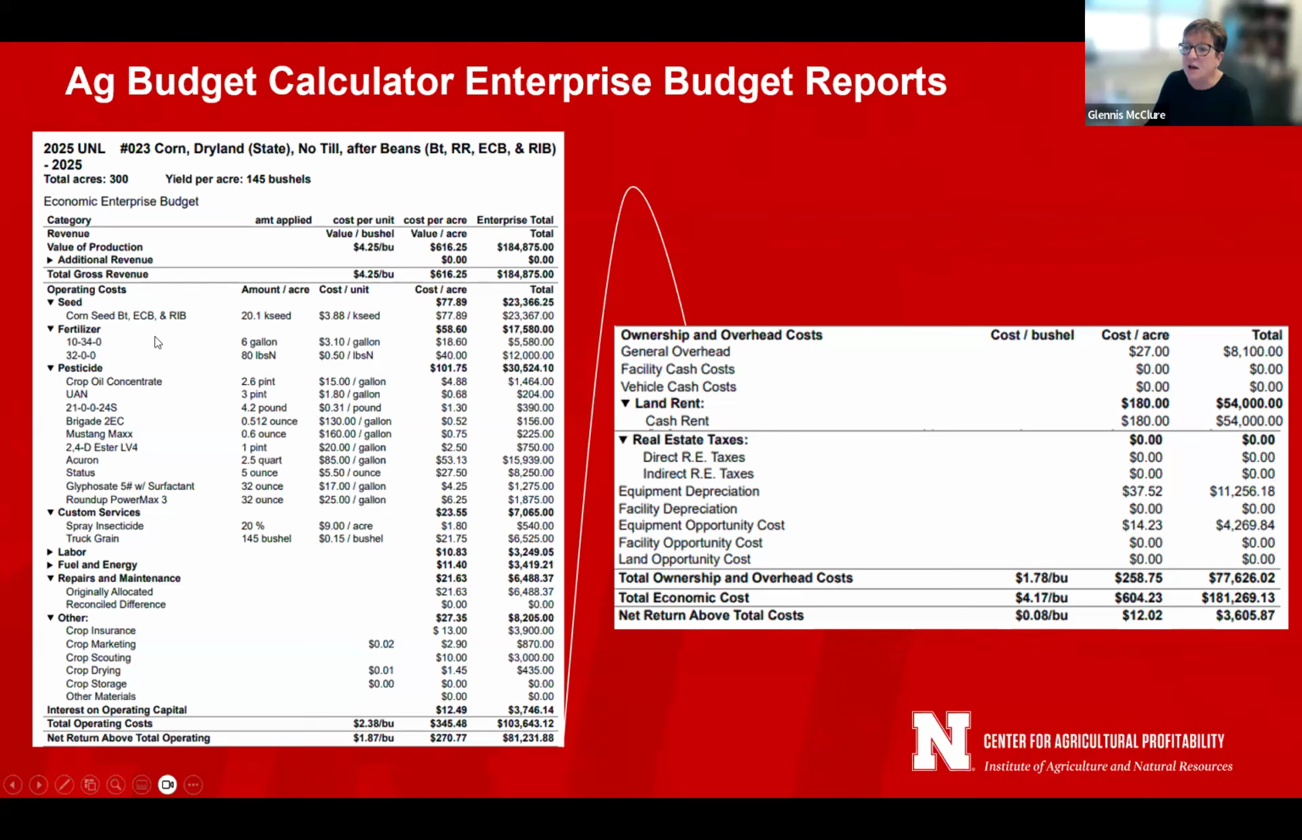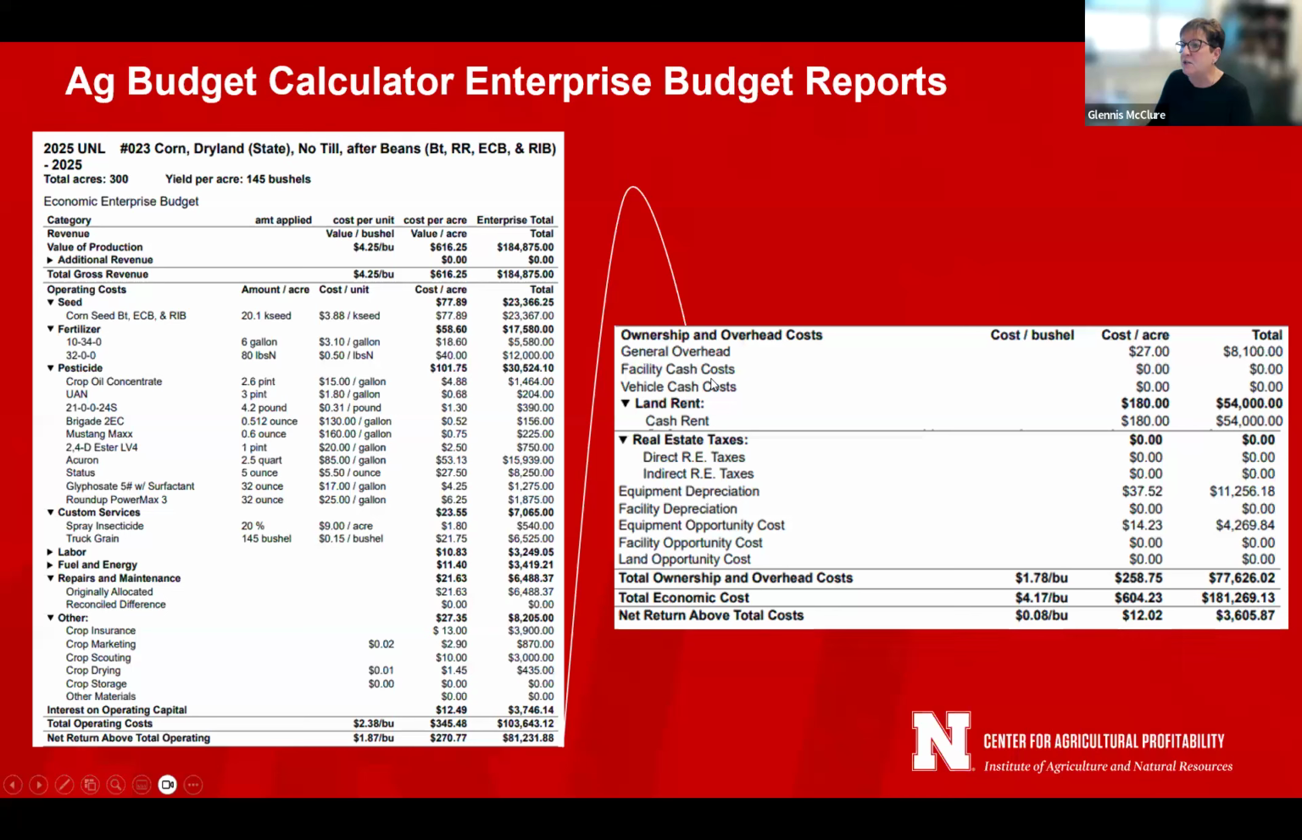You can see the seed costs. You can open up these details with these little triangles here. You can see all the products that go in under operating costs. You have labor costs, fuel, repairs, other, and so on. So we have a net return above operating cost estimate. And then we have ownership.